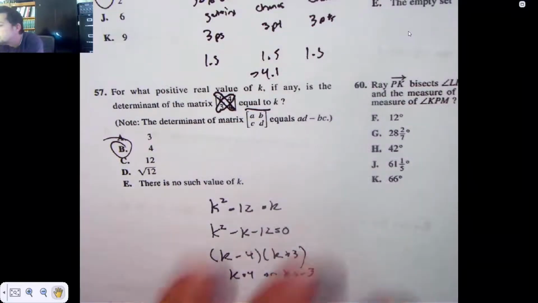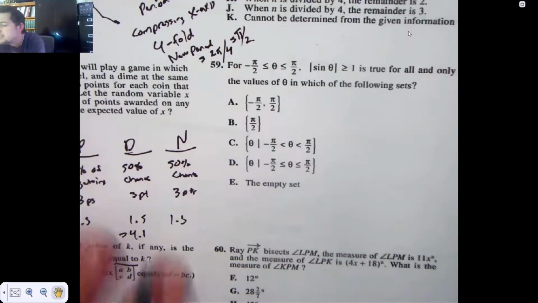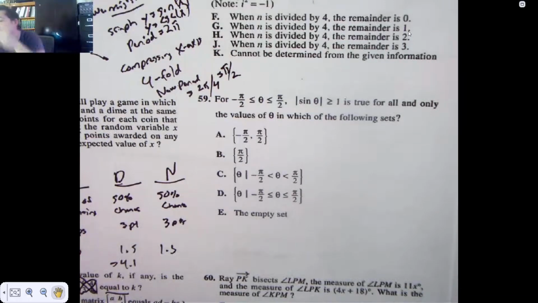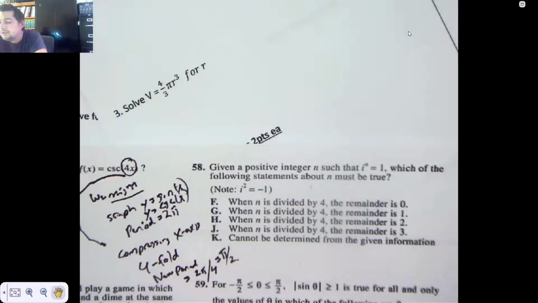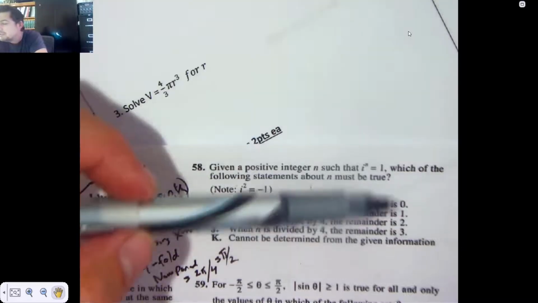So there's that one. 58, given a positive integer n, where i to the n equals 1, which of the following statements about n must be true? Hey, you guys know this. When n is divided by 4, the remainder is 1. That's not true. Boy, you would be really tempted to put that.